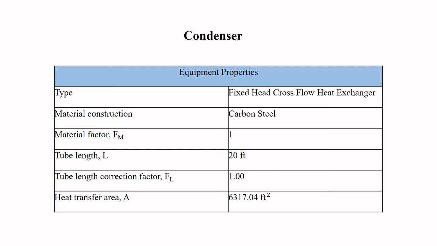This slide is about equipment properties of the condenser. The type of condenser is a fixed head cross flow heat exchanger and the material of construction is carbon steel, and the other equipment properties are as stated in the table.